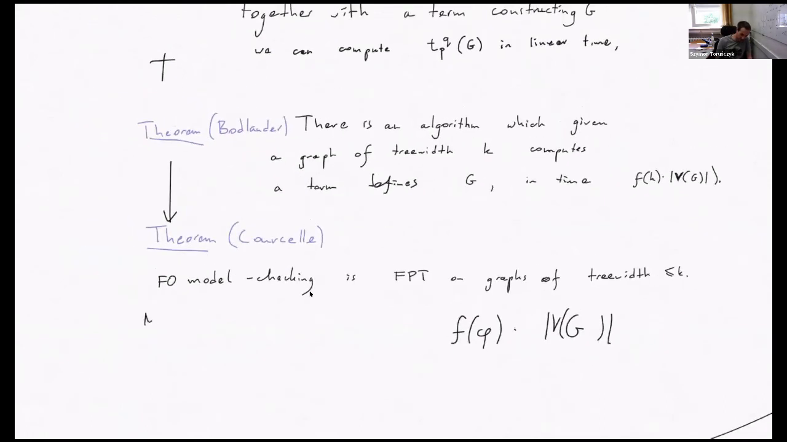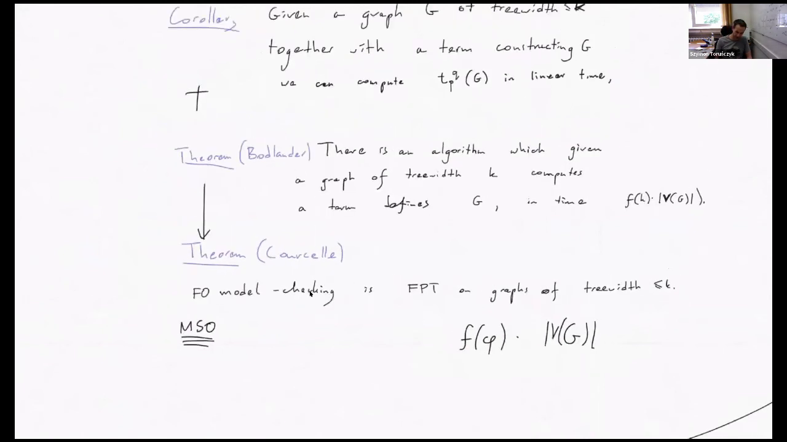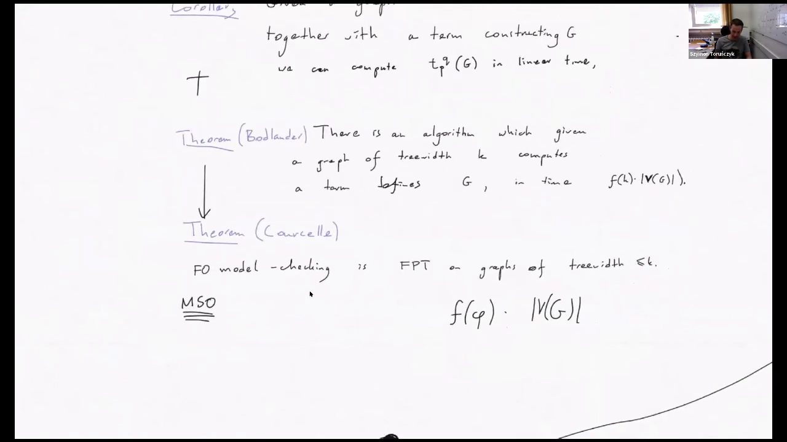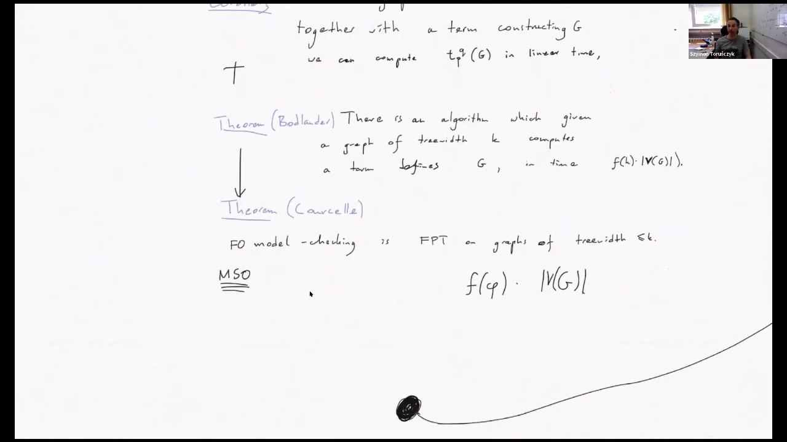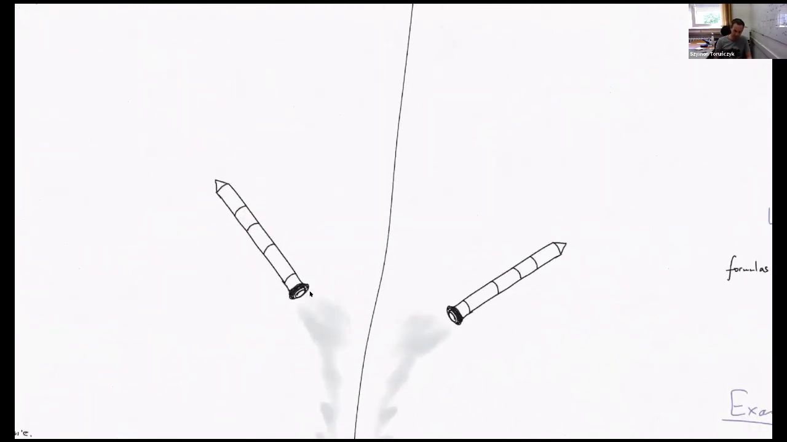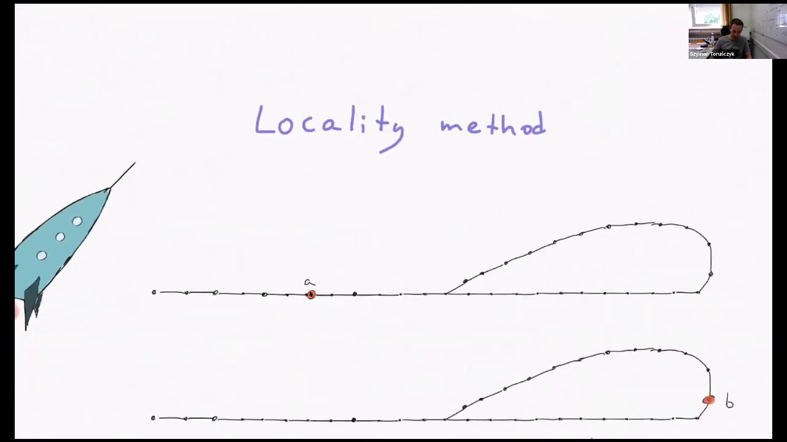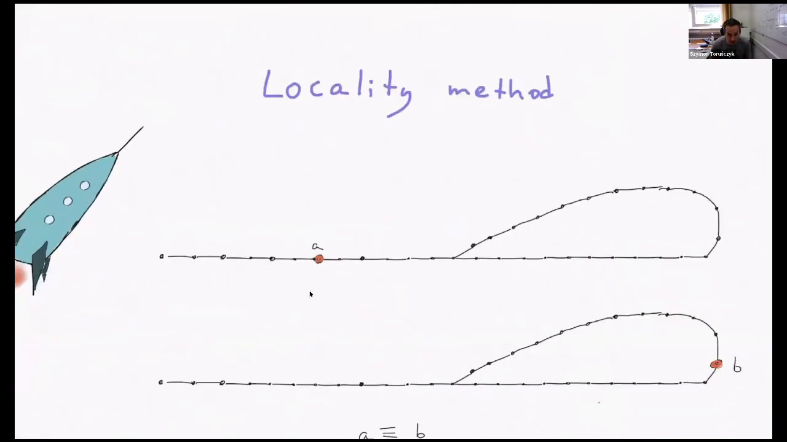Actually Courcelle proves this for the more powerful MSO logic, but the proof is very similar. You can follow the same proof. It's also the decomposition method, but you need to develop Ehrenfeucht-Fraïssé games for this more powerful logic, MSO. You can do this in the exercise. Okay, so that was the decomposition method. I have a few minutes left, and now I wanted to move to another method, which is called the locality method.